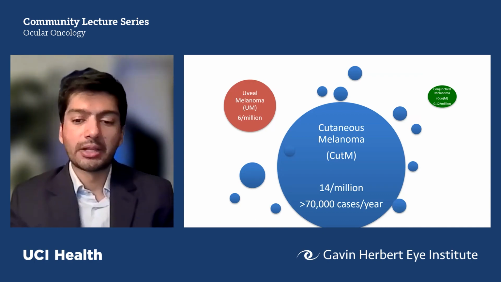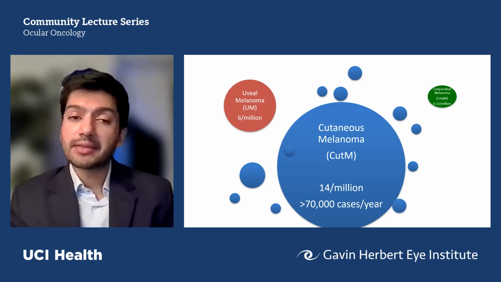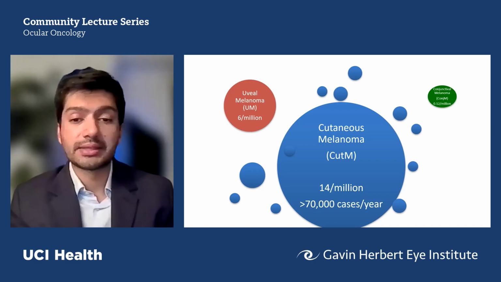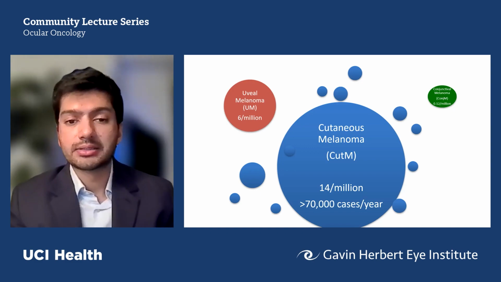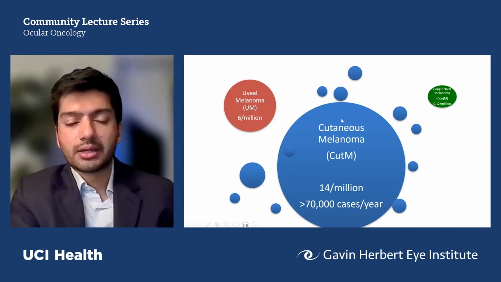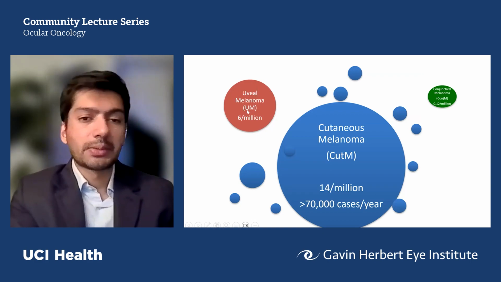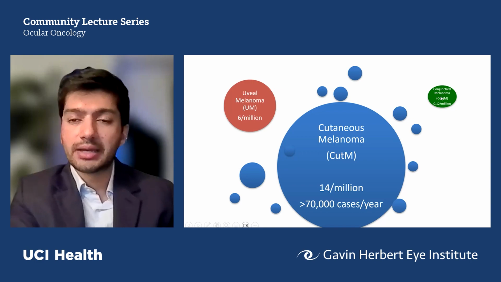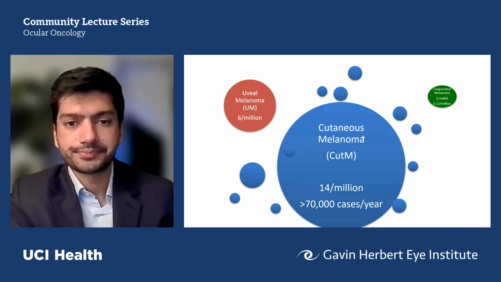Cutaneous melanoma, or melanoma on the skin, is not that common, but it's not that uncommon either. There are greater than 70,000 cases per year, or an incidence of 14 per million. But if you look at these other numbers, uveal melanoma, which is somewhat synonymous with choroidal, there are only 6 per million, so much, much smaller, and way fewer cases as well. And then conjunctival melanoma is even rarer than that at 0.12 per million.